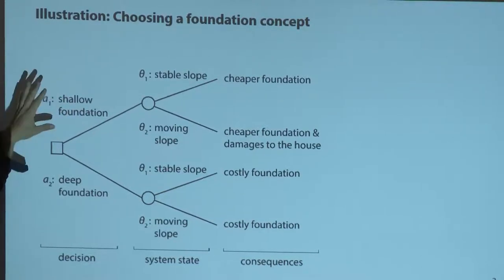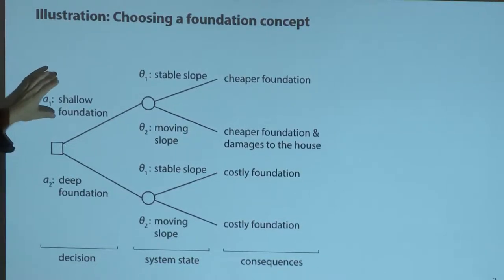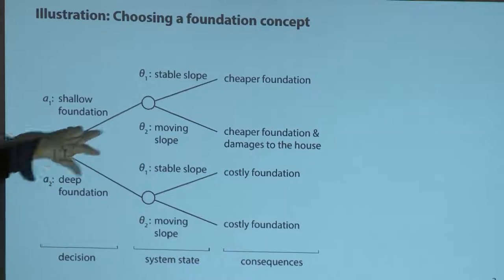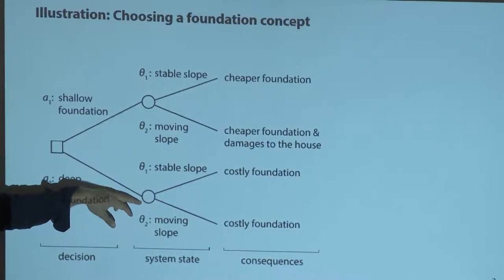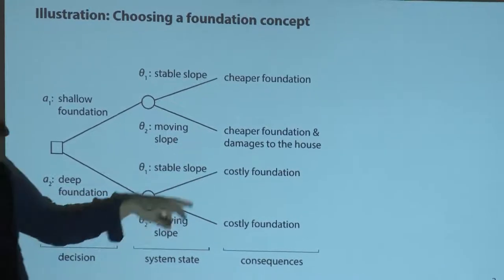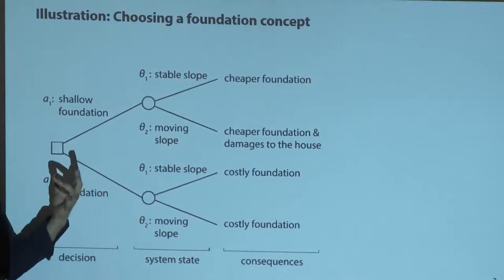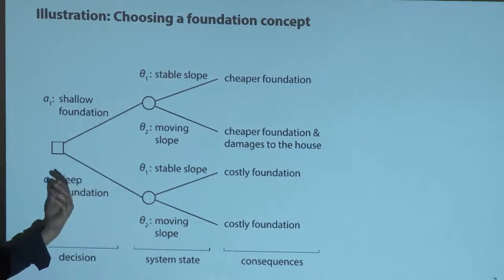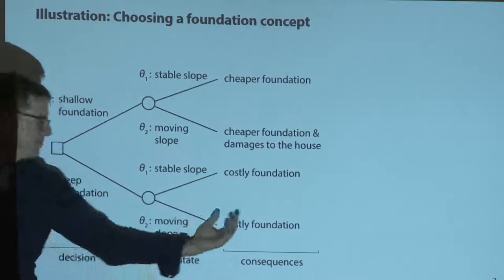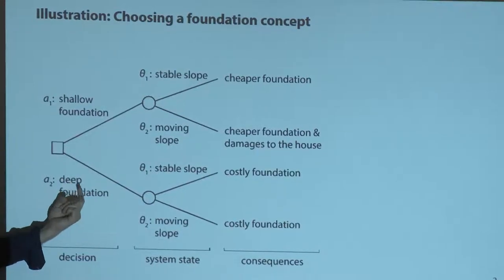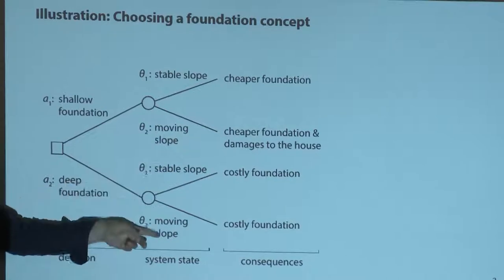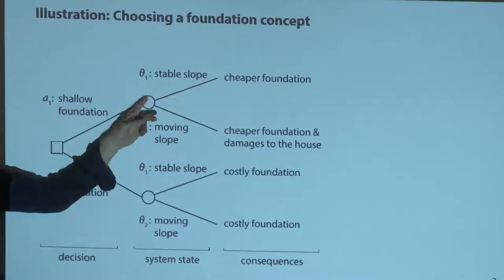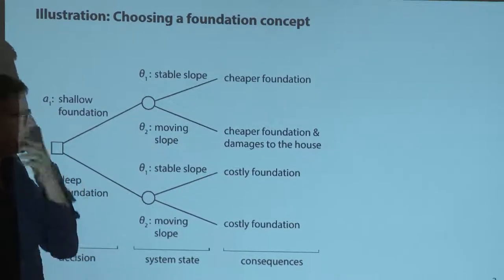Here at first we don't have a measurement. We just have this case where we have to make a decision between deep foundation and shallow foundation. In this decision tree, these are shown as two branches. And following those decisions, we have a system state. Now, this is not a temporal order necessarily, because the slope is there before we make a decision. But it's the order in which we observe what will happen. So here's the decision, and then we have a realization of the system. And the consequences, the utilities here, are associated with the combination of what we decide and how the system is behaving.